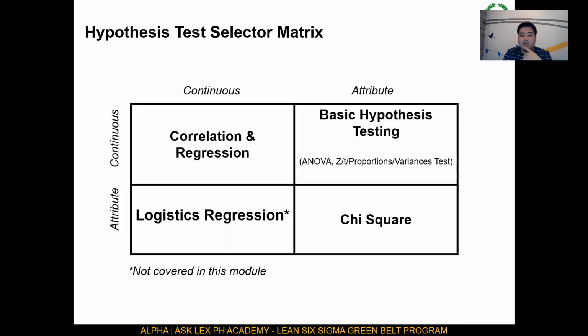And last but not the least, we'll be having an attribute Y and an attribute X. For this case, we will be using chi-square. And that's how you pronounce it based on the book. Chi-square. So this is a simple hypothesis testing tool selector matrix that we can use before we actually go to the actual analysis and interpretation of the test.